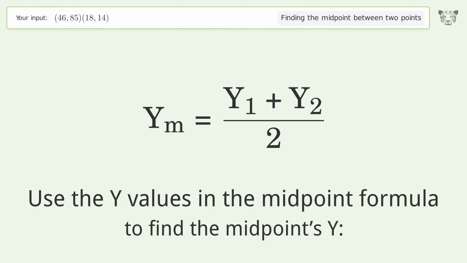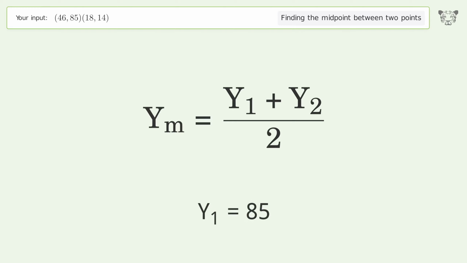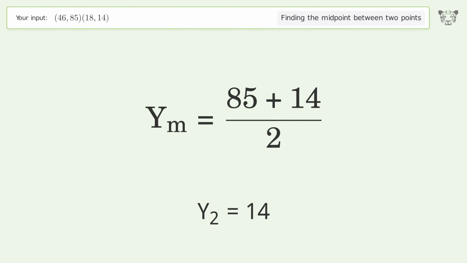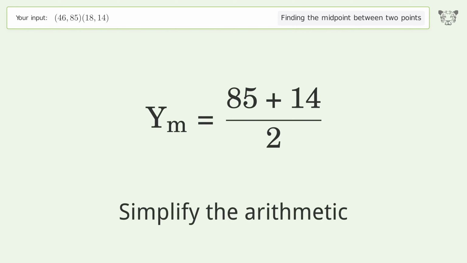Use the y values in the midpoint formula to find the midpoint's y. y1 equals 85. y2 equals 14. Simplify the arithmetic.